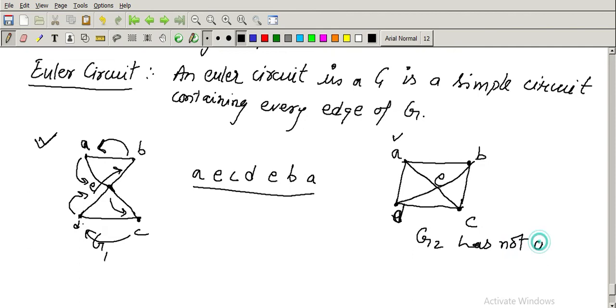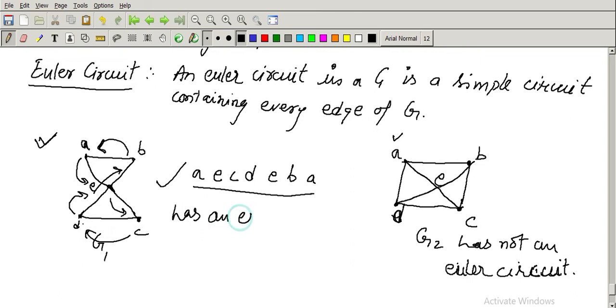an Euler circuit. So this is the example for an Euler circuit, because this graph has an Euler circuit, but this graph is an example of not having an Euler circuit. So please keep in mind the difference.